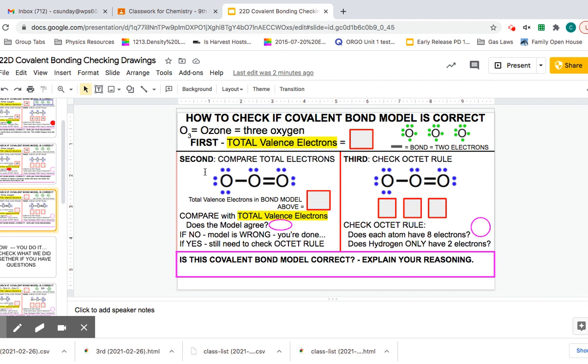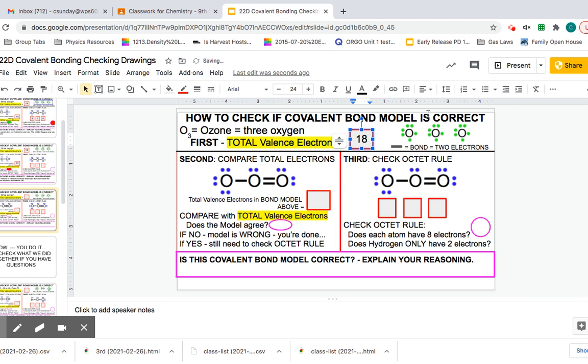Okay, next one. Here we are. So again, it's still O3. This is just a different drawing of it. Again, the goal is we need to figure out if this is correct. So total valence electrons is still 18. I have these over here, I just add up all of them from over there. Next, second, compare my total electrons.